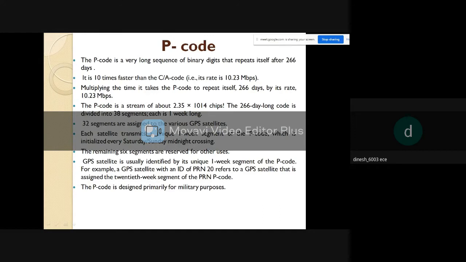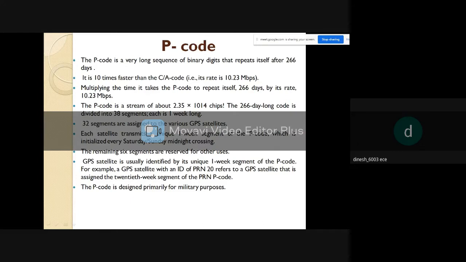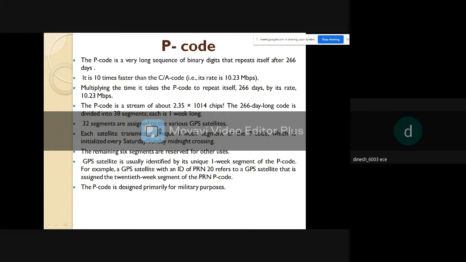So the remaining 6 segments of the 38 will be reserved for other users. Totally 38, out of that 32 segments are assigned for various GPS satellites, and each satellite will transmit a unique 1 week segment of P code that is initialized at every Saturday to Sunday midnight crossing. At that time, they'll initialize it. The GPS satellites are usually identified by this 1 week segment of the P code.